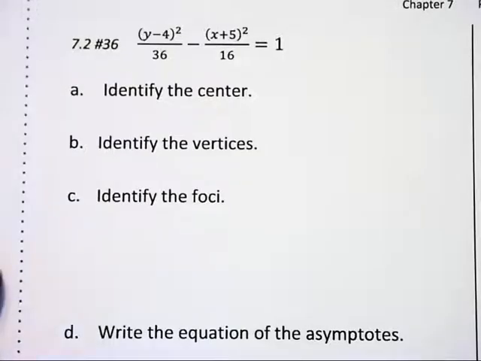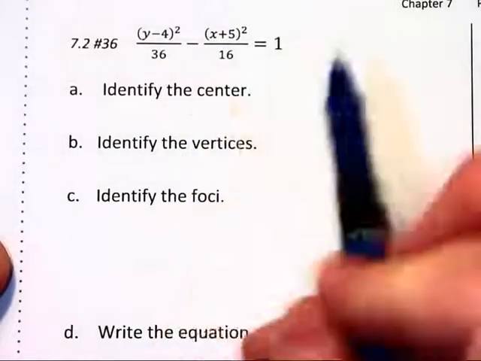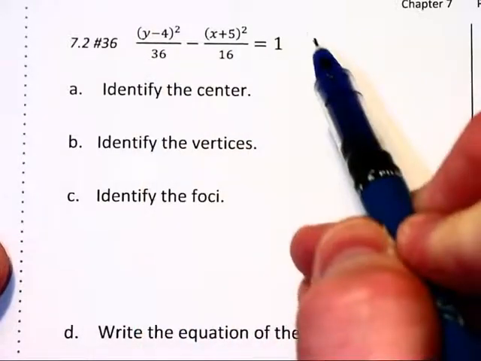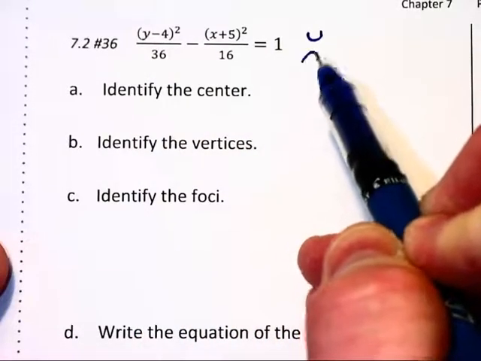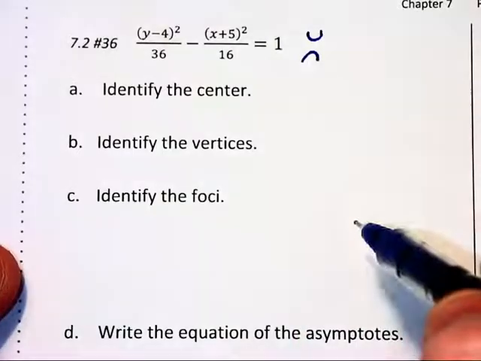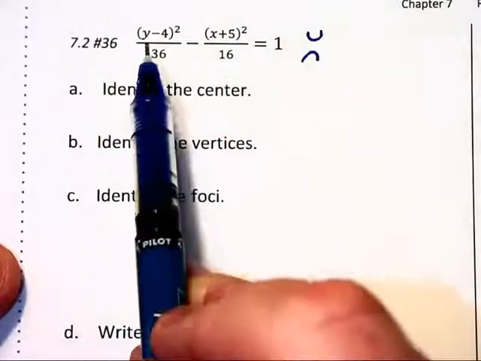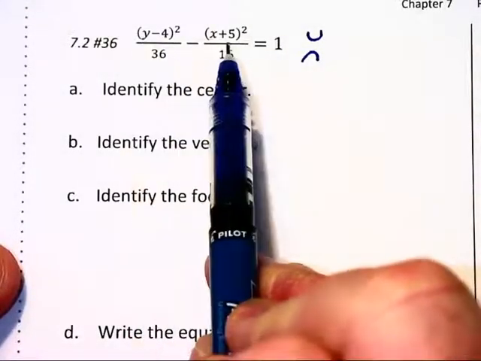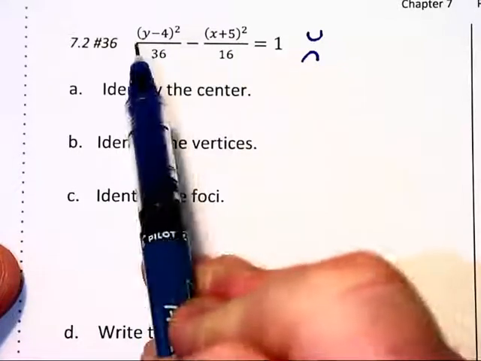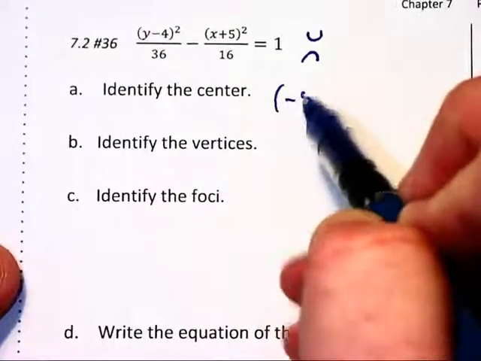Okay, let's do another one here. This time we see that y squared is listed first, and that tells us that this will be oriented such that it opens up and down. When we go to find the center, do not go to that y fraction first. Go to the x fraction. We will have -5, +4.